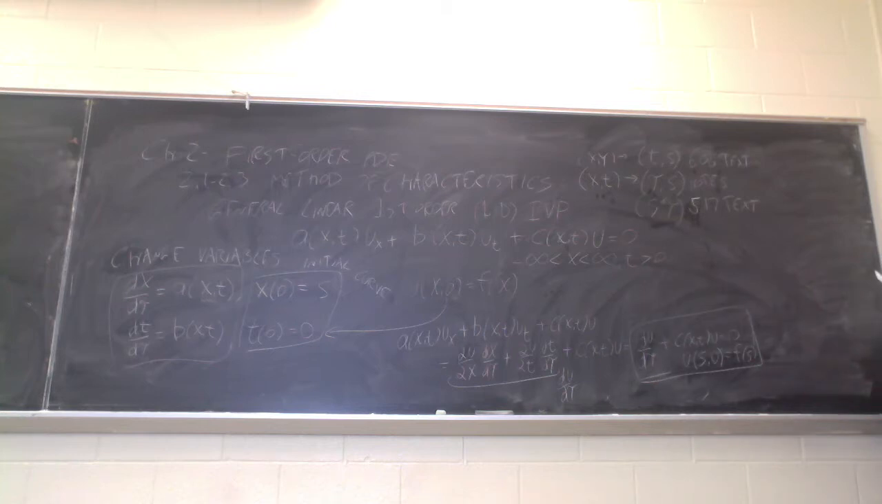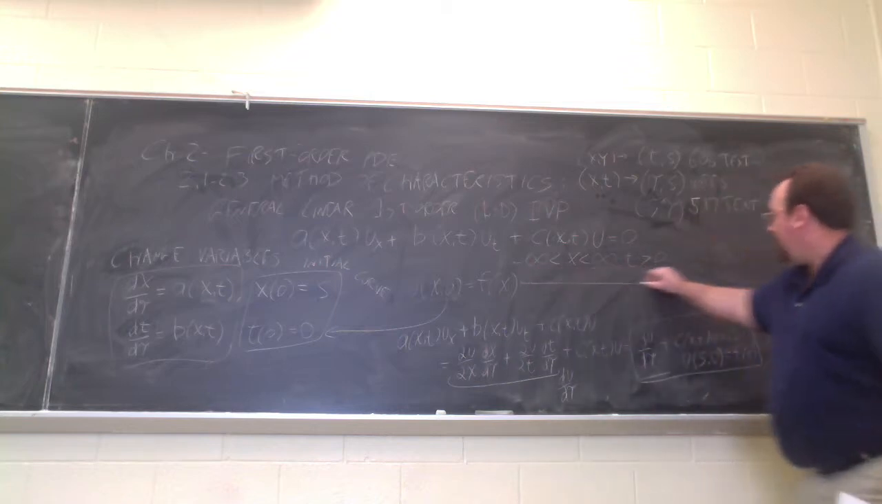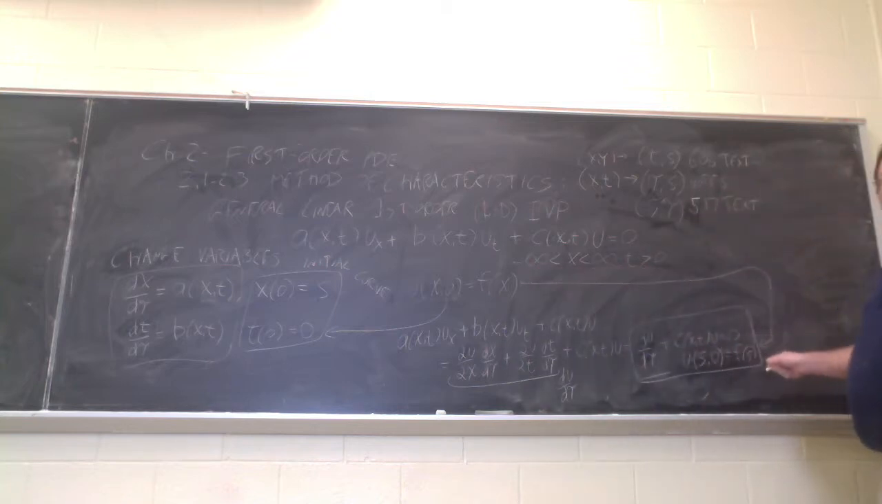Okay. I have a question. Where'd you get the u of s, 0 equals f of s? Would you do that again? This comes from the initial condition of the original problem, but instead of x, I'm using s.